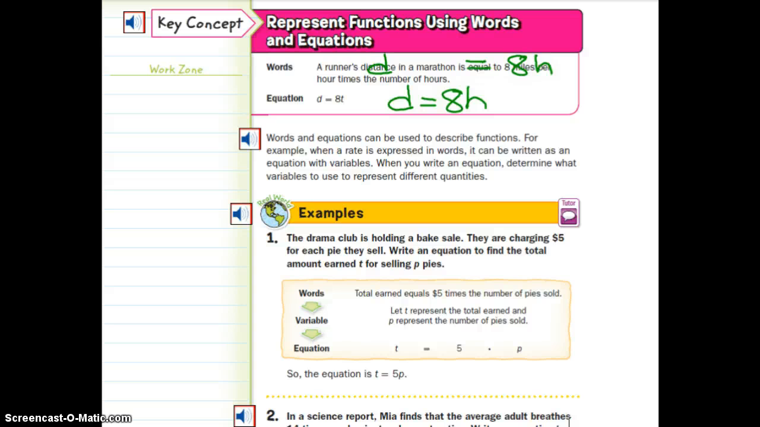The drama club is holding a bake sale. They are charging $5 for each pie they sell. Write an equation for the total amount. So, T is good. T equals 5 times P. Notice that they spoke it as T equals 5 times P, but then when they wrote it, the dot did not show up. Why? Because the invisible operation is multiplication, and we do not show the dot because we show coefficient variable. So it's T equals 5P. 5 is the coefficient, P is the variable.